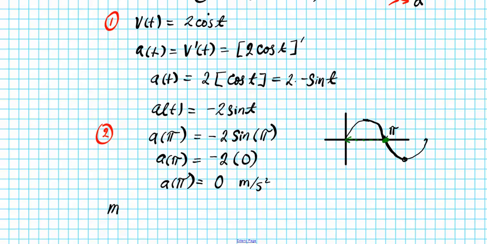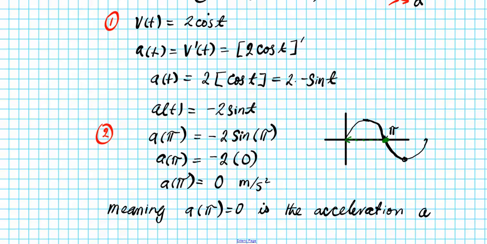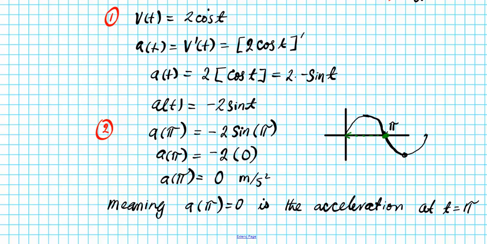Okay, what's the meaning? The meaning of a of pi equals 0 is that the acceleration at t equals pi is 0 meters per second squared. That is the meaning of the result that we got right here. Okay, so that's that.